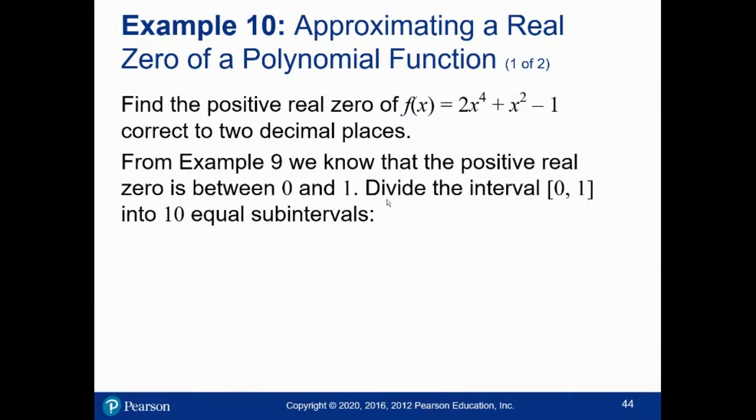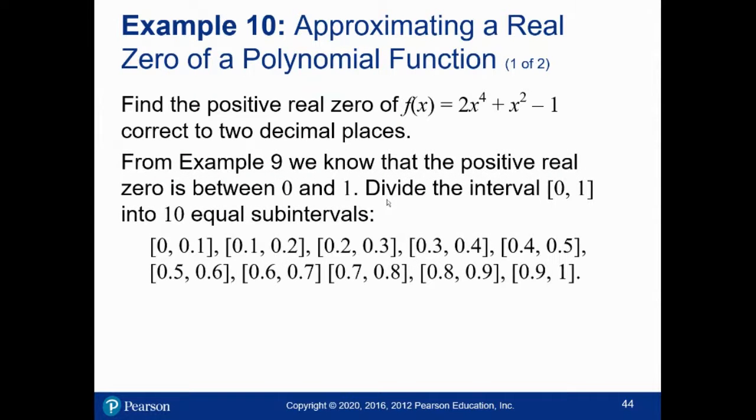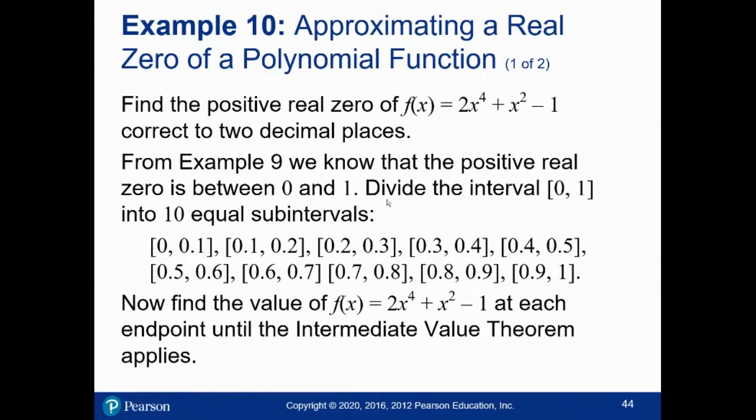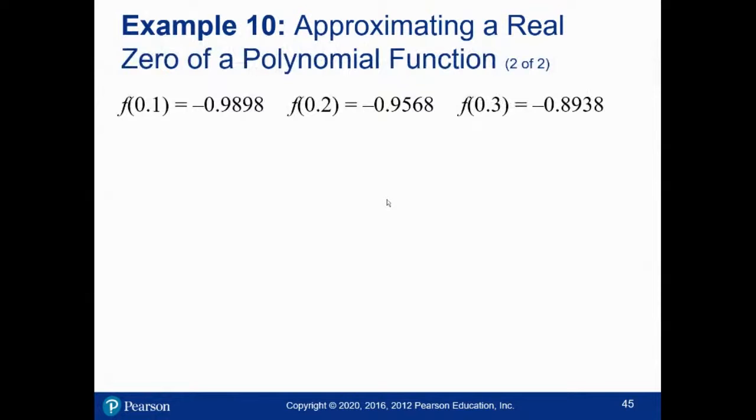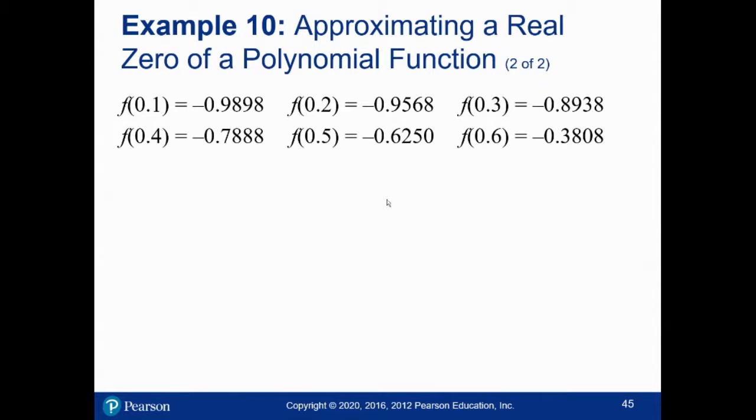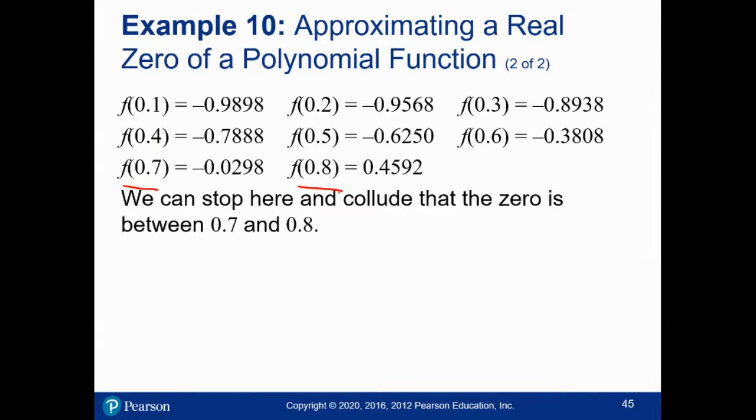So we already know it's between 0 and 1, so divide it into pieces, 0.1, 0.2, 0.3, 0.4, and so forth. Evaluate the function at all points. F of 0.1 is negative, f of 0.2 is negative, f of 0.3 is negative, f of 0.4, 0.5, 0.6, all negative, f of 0.7 is negative, f of 0.8 is positive. Therefore, the change from negative to positive happens somewhere in between there. So there is a root in between 0.7 and 0.8.